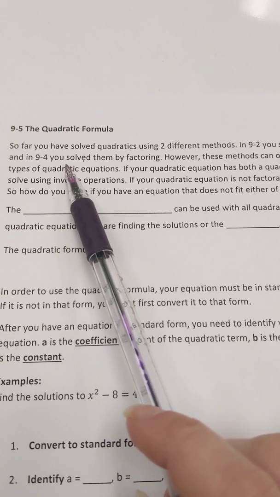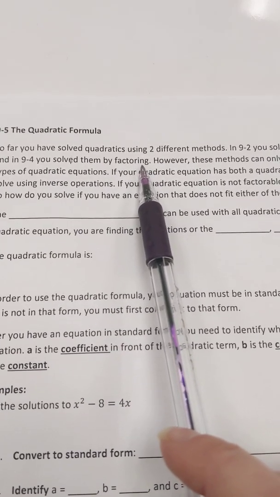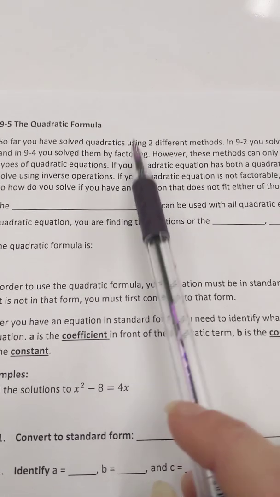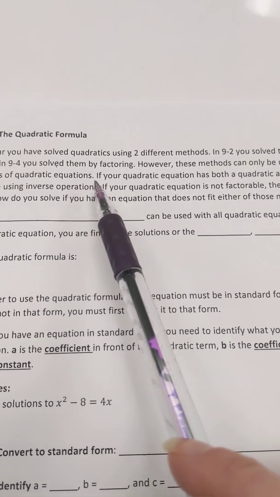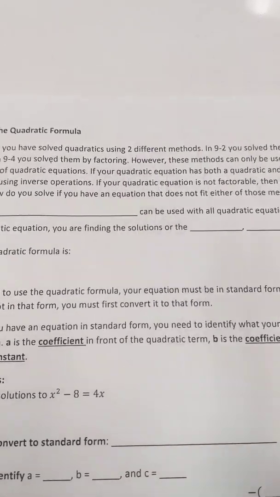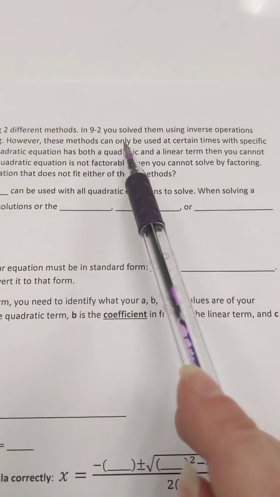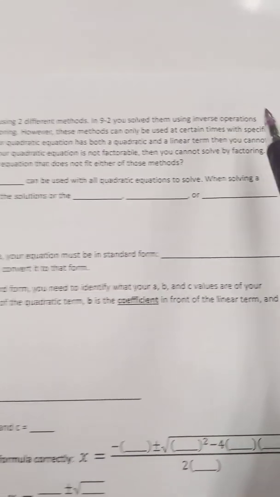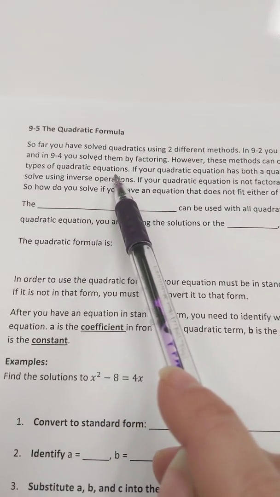Then in 9.4 you solved using the factoring that you learned back in Unit 8. So you end up with two sets of parentheses. You would set both of them equal to 0 and solve each one. However, both of these methods can only be used at certain times with certain types of quadratic equations.